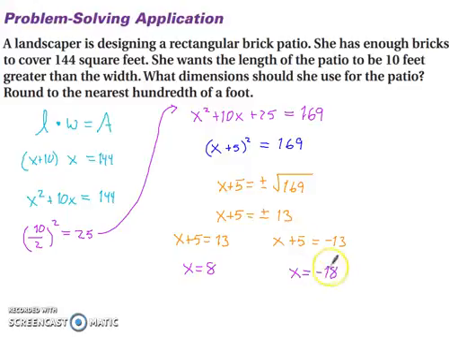Negative numbers, however, for what we're trying to do, don't work. You can't have negative feet for a side length. So this one doesn't make sense. Therefore, x must be 8. So your width is 8, and then your length is going to be 10 plus 8, so 18. And there would be the dimensions rounded to the nearest hundredth of a foot. That also concludes our video lesson on completing the square.